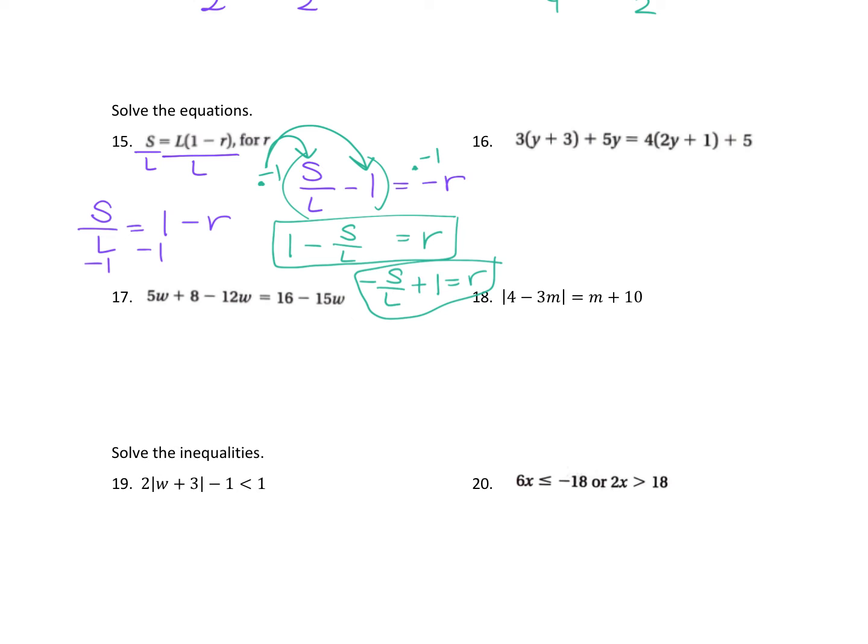Did you distribute the L first? No, I did minus 1 first. Oh yeah, you can't subtract the 1 because that L has to be multiplied by both those things initially. So that's why we divide by the L to get L out of there, and then you can do the subtraction.